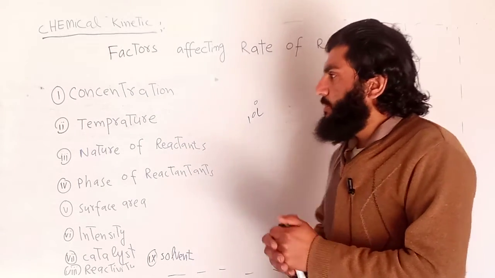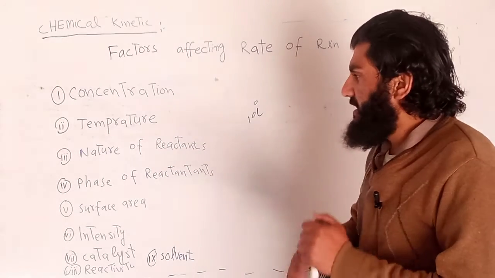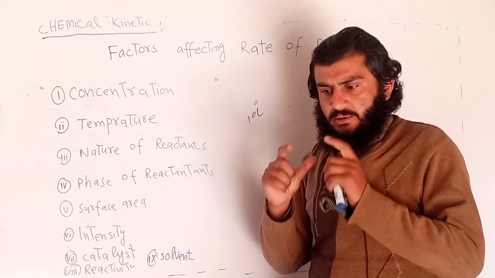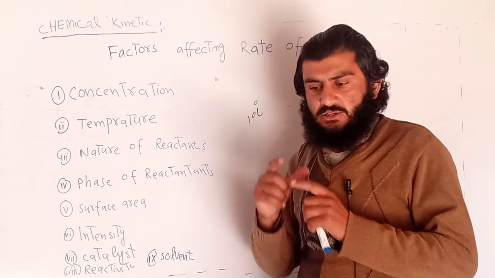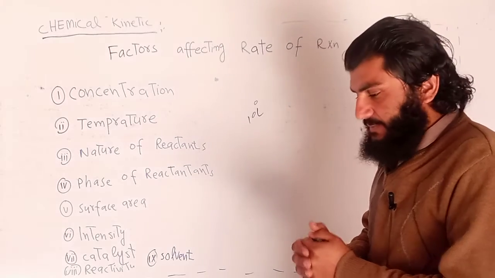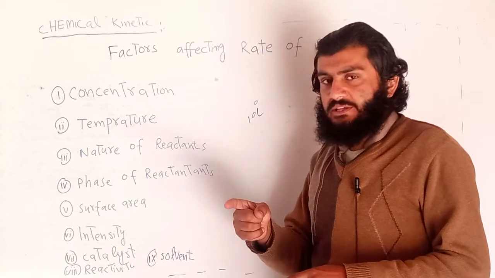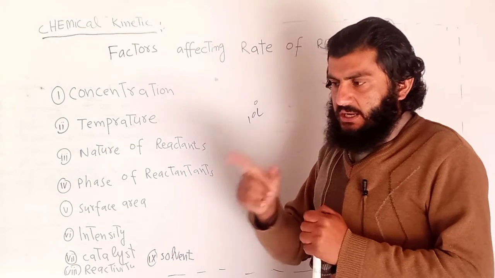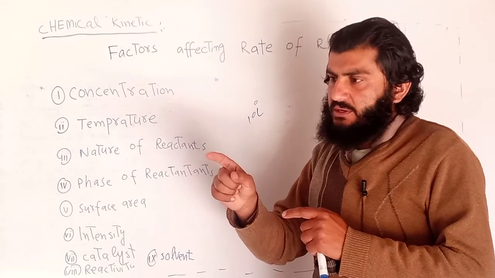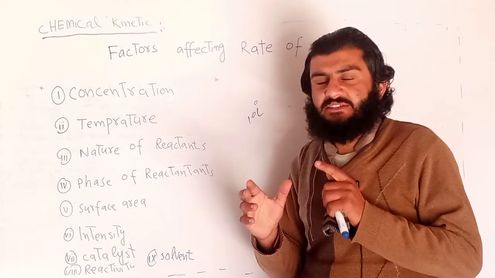Clear? So the nature of the reactants follows a famous statement: like dissolves like. It means a polar molecule will dissolve a polar molecule, a non-polar molecule will dissolve a non-polar molecule, and an ionic compound cannot dissolve an ionic compound if they are in the solid phase. Clear?